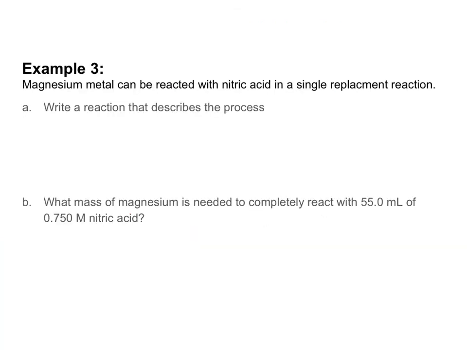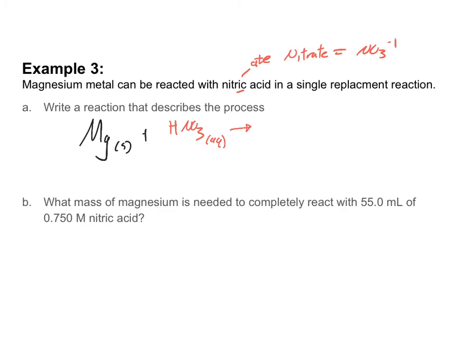All right, so in this case here, it says magnesium metal can be replaced with nitric acid in a single replacement reaction. So what I'm going to do is write this reaction first of all. I'm going to take my magnesium metal, which is a solid, can be reacted with nitric acid. Let's see, the "ic" tells me it's the "ate" ion, and that tells me that it's nitrate, which is NO3 minus 1. And because it's an acid, we have to put a hydrogen there. So it's going to be HNO3, which will be aqueous.